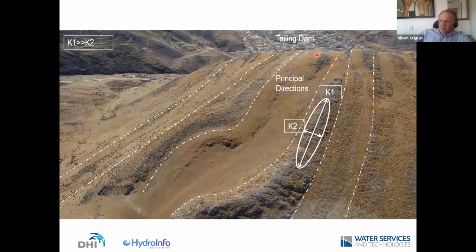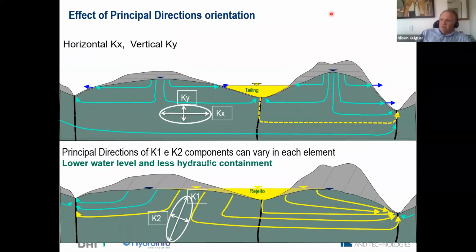So if you have a tailing here, and the principal directions do not correspond with the horizontal and vertical. Just conceptually, what can happen is, if you use a ModFlow-based model, which allows only this portion, you may arrive at this conclusion. This is the location of the water table. Yes, this creek may be impacted, but this creek will not be impacted. Now, just by changing the principal directions, you may have a totally different effect. The water table is lower and the impact is much more widespread.